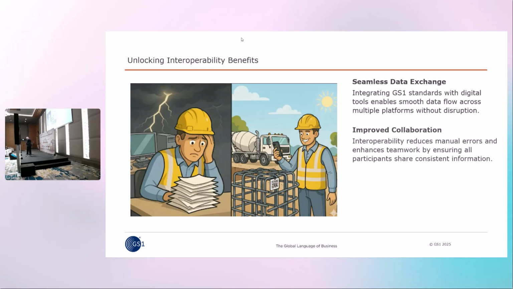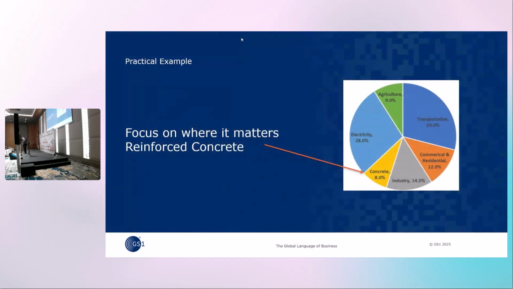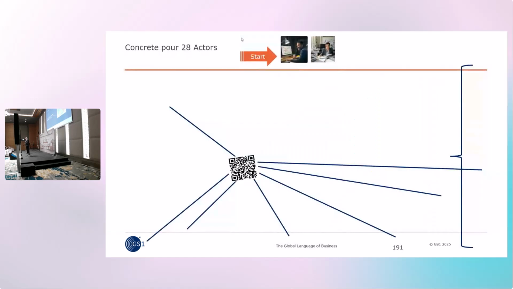So, seamless data exchange, improved collaboration, and enhanced project transparency. You've all heard this all day today, but I'm now going to show you the practical application. In where? Concrete. Why? As you can see here, concrete is 8%. Transportation is only 29%. Electricity is only 28%. And commercial residential is only 12%. Concrete is important. And why is concrete important? That's the reasons I'm going to show you now.